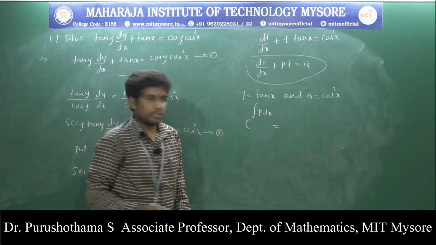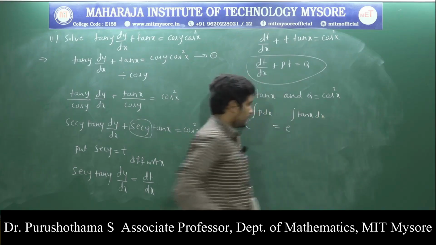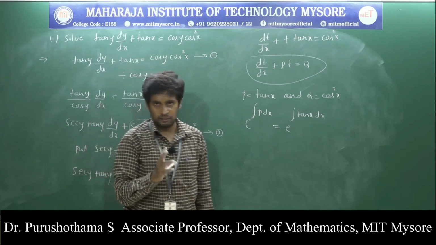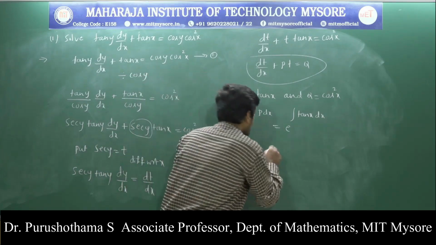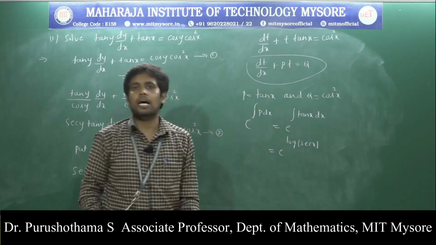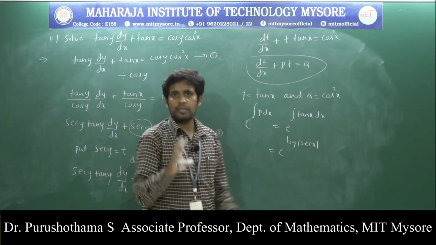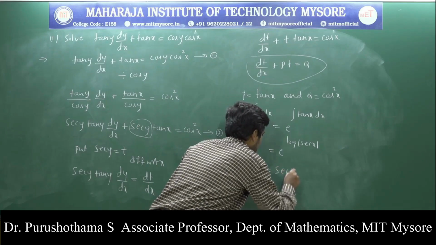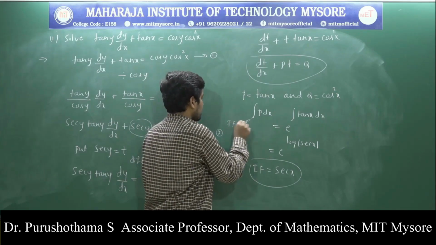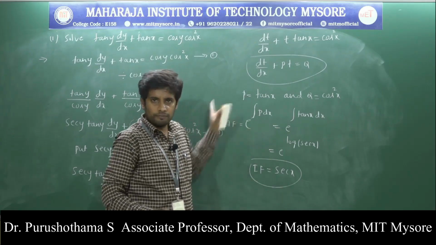So e power integral of p into dx is the integrating factor, therefore e power integral of tan x with respect to x. Integration of tan x is nothing but log of secant x. So it is equal to e power log of secant x. Again here I am going to use the logarithmic property: e power log x is nothing but x. Therefore, secant x is the integrating factor for the given equation.